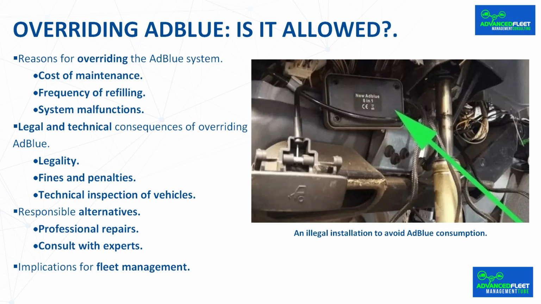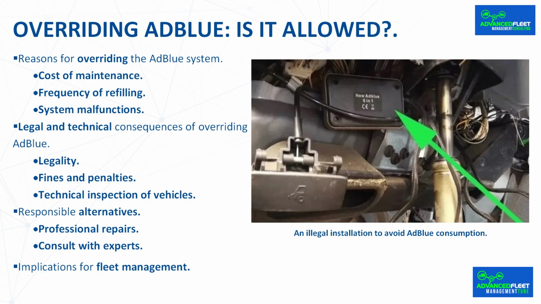Technical inspection of vehicles. A vehicle with a disabled Adblue system will probably not pass the roadworthiness test, as it will not meet the required emission standards. Responsible alternatives. In case of problems with the Adblue system, there are more responsible alternatives than cancelling it. Professional repairs. Going to specialized workshops to solve specific problems with the system can avoid the need for a recall and ensure that the vehicle continues to comply with environmental regulations.